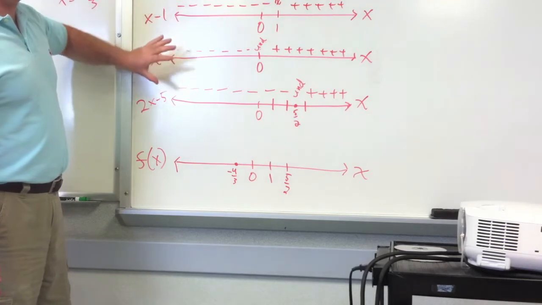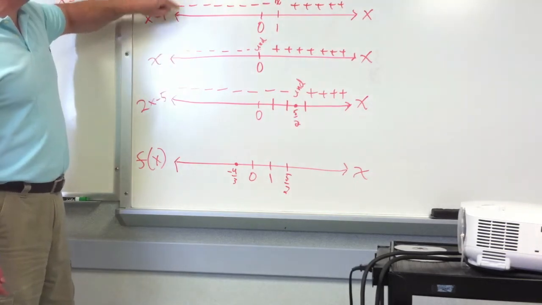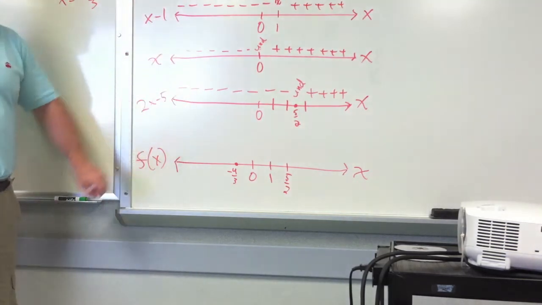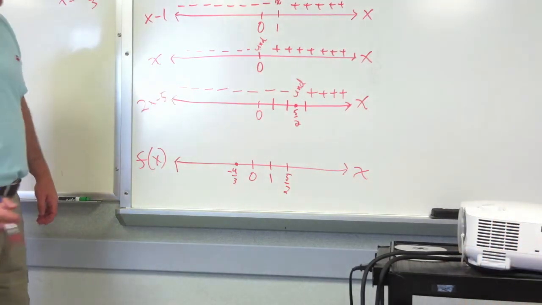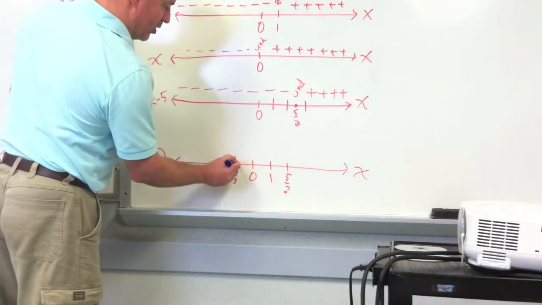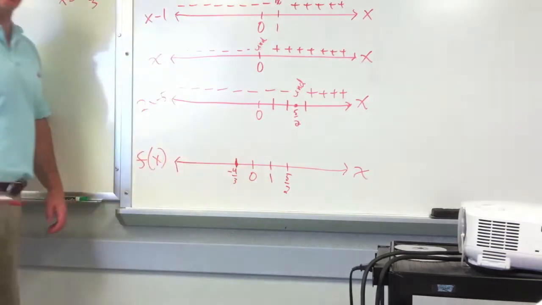Numerator, numerator, denominator, denominator, negative, negative, negative, negative. Why did you use a point for the negative 4/3 but then tick marks for the other thing? Total brain farting. Absolutely no logical reason.